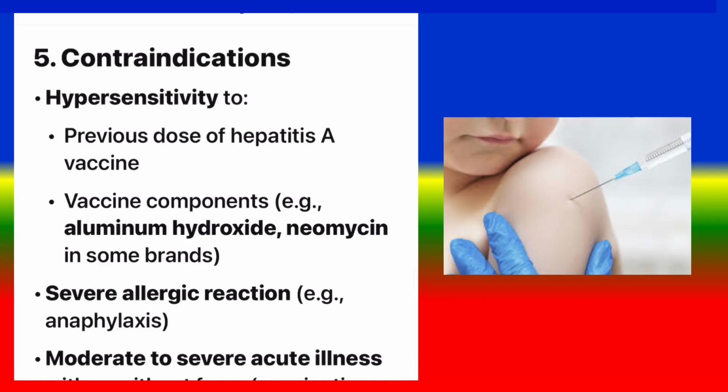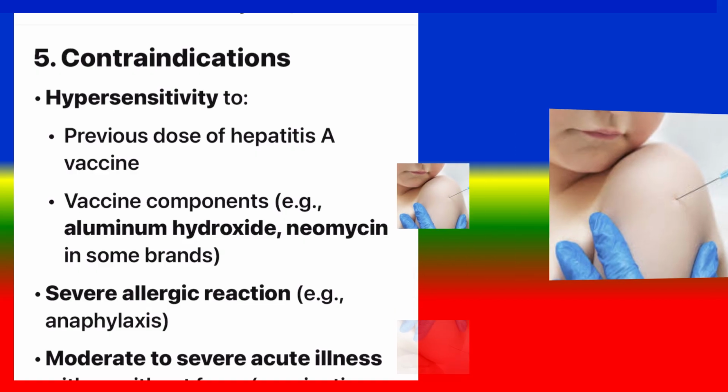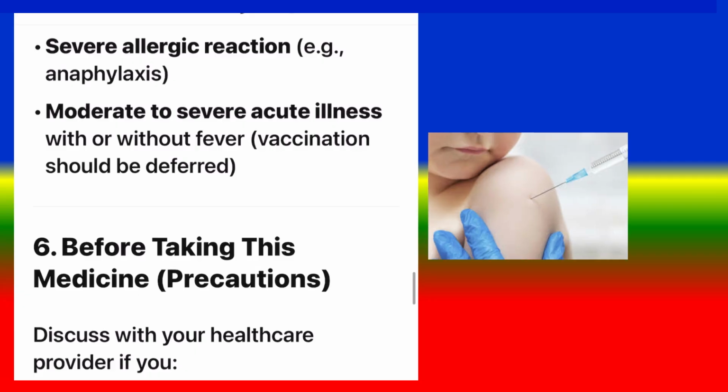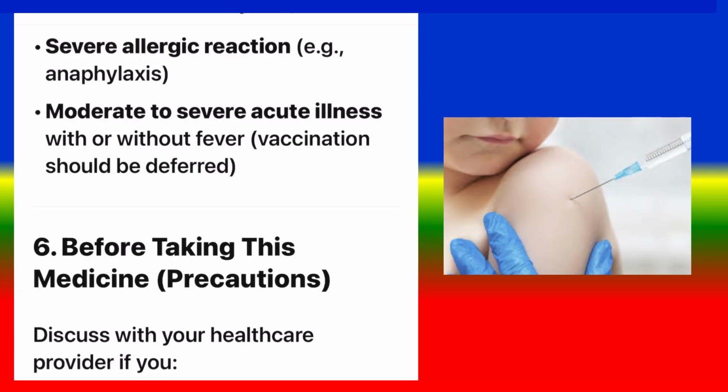5. Contraindications. Hypersensitivity to a previous dose of hepatitis A vaccine or vaccine components, e.g. aluminum hydroxide, neomycin in some brands; severe allergic reaction, e.g. anaphylaxis. Moderate to severe acute illness, with or without fever: vaccination should be deferred.